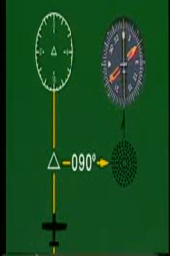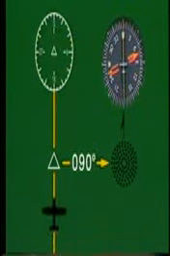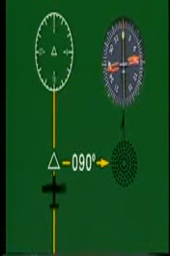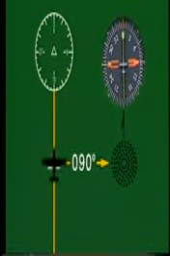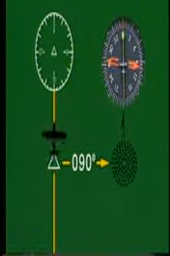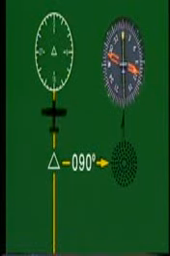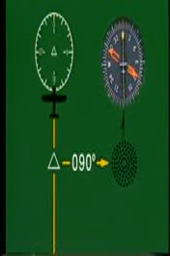Precision IFR navigation depends on your ability to visualize your position, interpret the instruments, and quickly select headings that will intercept or maintain your desired course. The accuracy of the information you use is a vital part of this process.